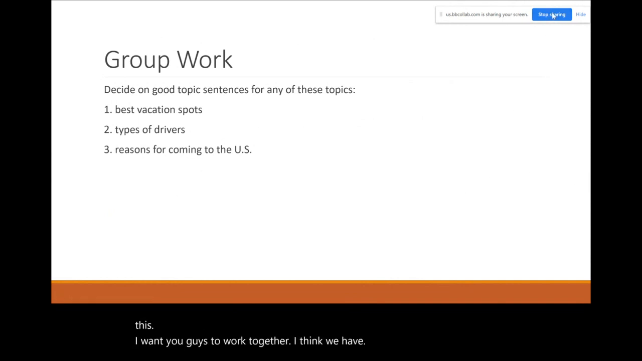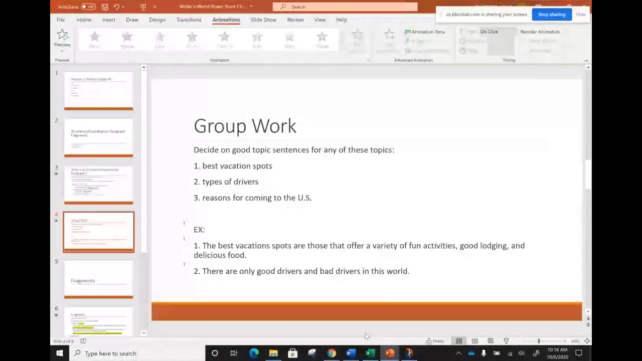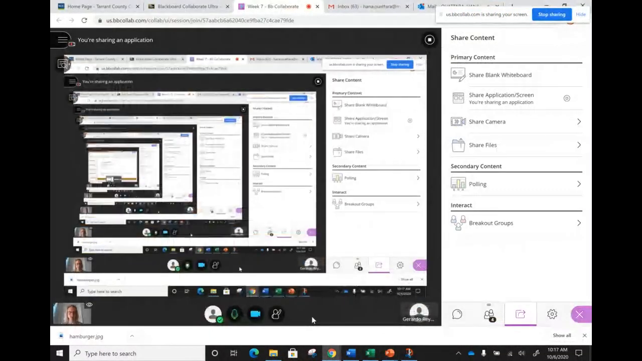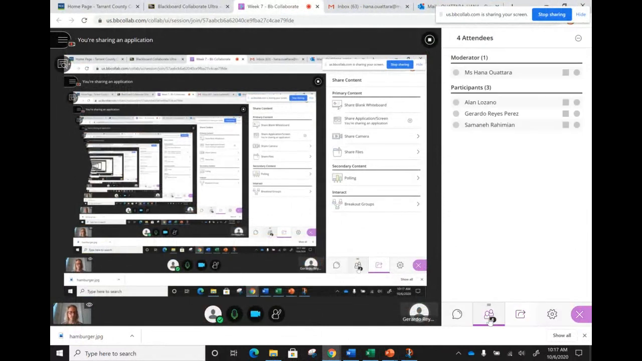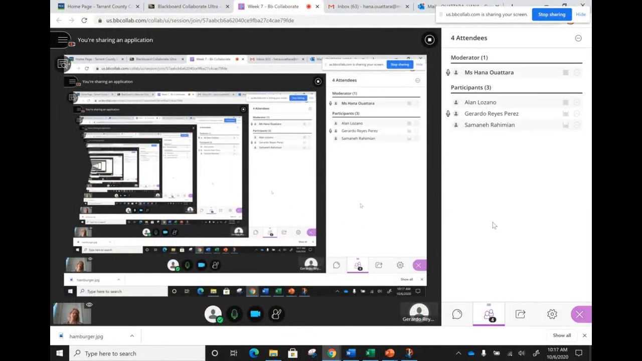Let me check really quickly who's in our class, because Carolina was having trouble getting in. Okay, it's just 3 of us. So Alan, Gerardo, and Sammy, you 3 are in the class.